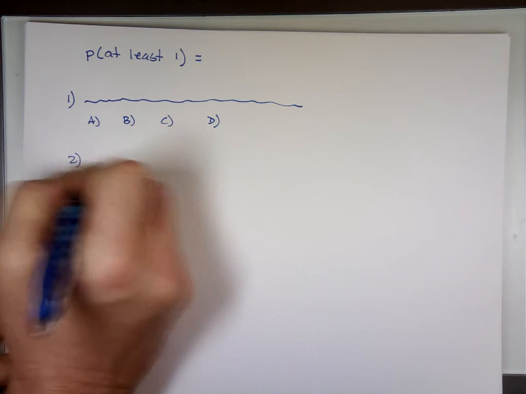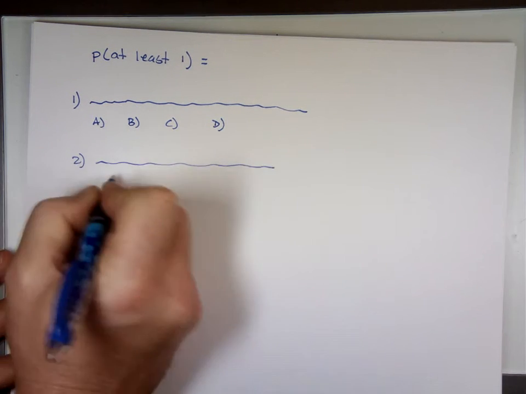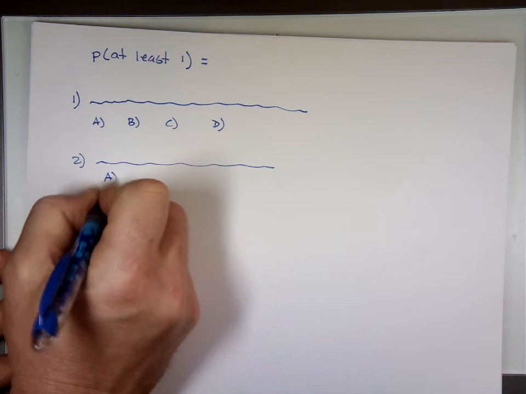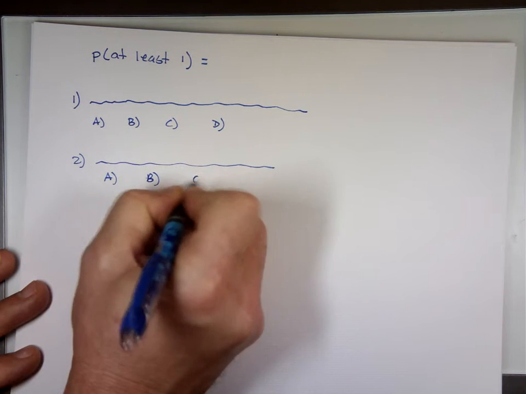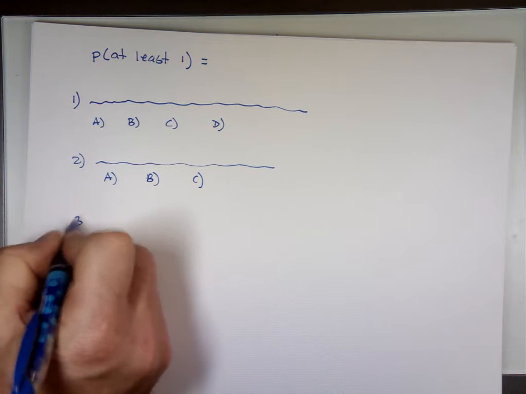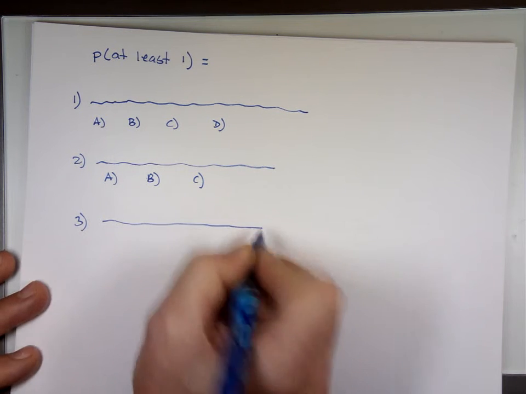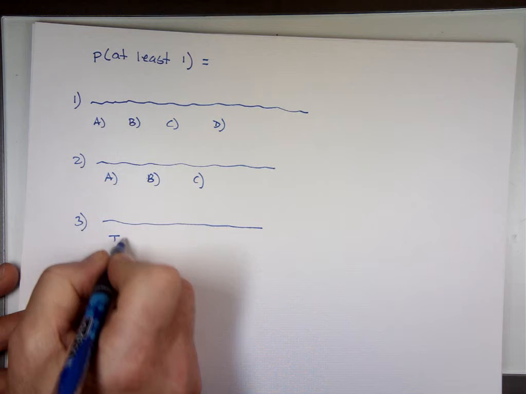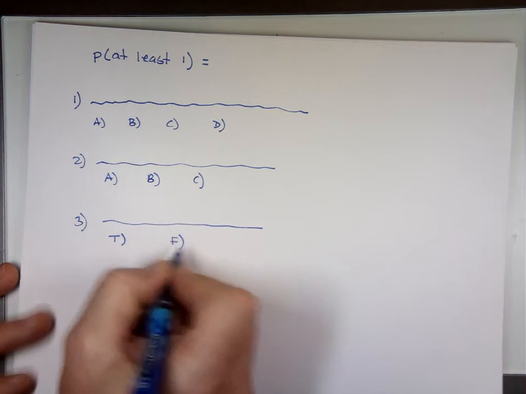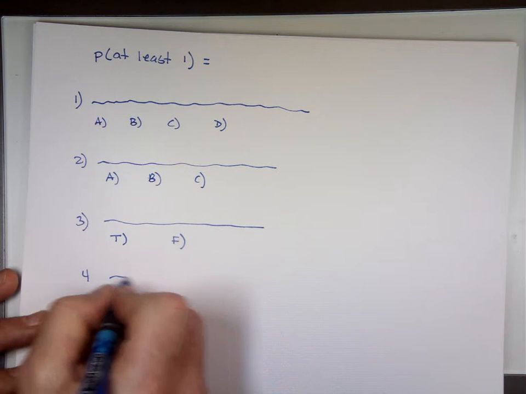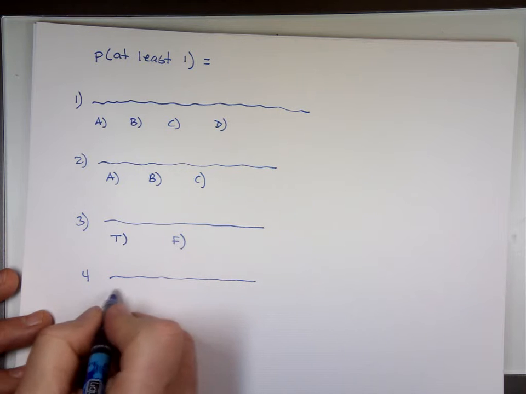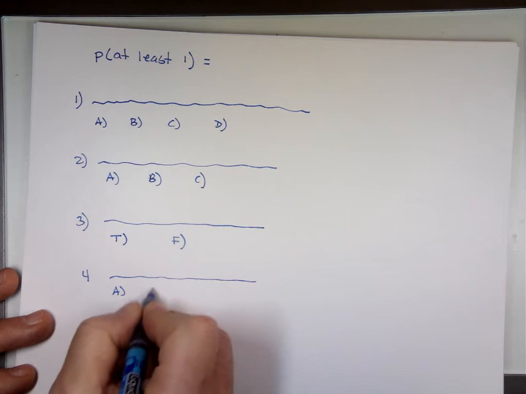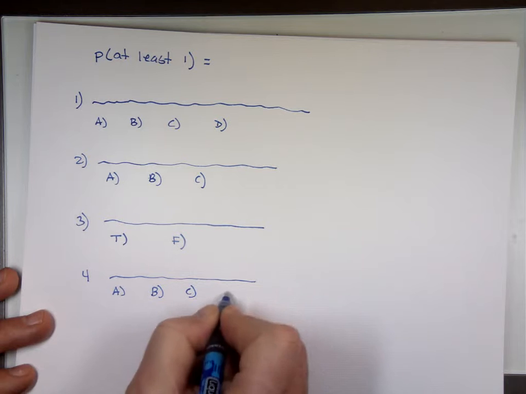Question number 2 has 3 answers: A, B, and C. Question number 3 has true and false for an answer. And question number 4, trying to make it 4 answers: A, B, C, and D.